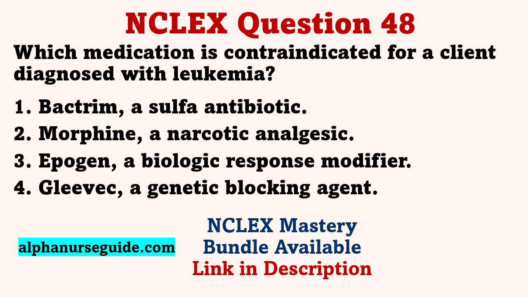Which medication is contraindicated for a client diagnosed with leukemia? 1. Bactrim, a sulfa antibiotic. 2. Morphine, a narcotic analgesic. 3. Epigen, a biologic response modifier. 4. Gleevec, a genetic blocking agent. The correct answer is 3. Epigen, a biologic response modifier.